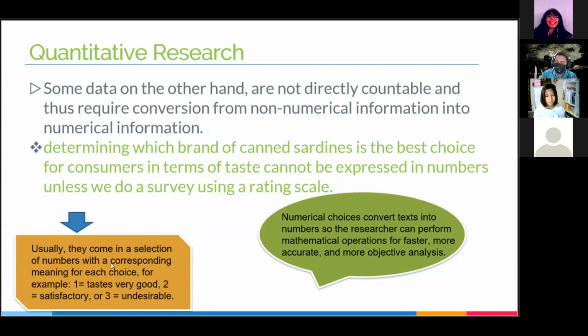Okay, so kapag 5 naman siya, 5-point Likert scale. Okay, so usually ang ginagamit natin is 5-point Likert scale. Okay, so meaning 1 to 5 yung numbers, and each number has categories or rate. Okay, kagaya nito. So numerical choices convert text into numbers so the researcher can perform mathematical operations for faster, more accurate, and more objective analysis. No, kailangan kasi natin ng numbers na data sa quantitative.